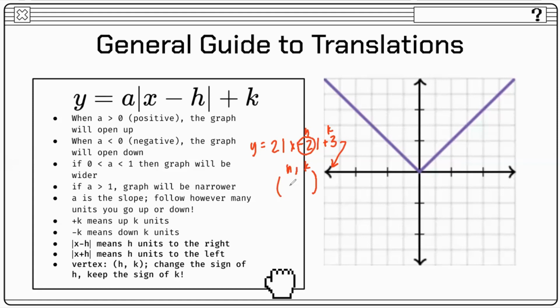Remember, you need to change the sign for h. So rather than -2, we're going to put +2 for h, but keep the sign for your k value. So that would still stay +3. The way I like to remember it is that k stands for keep. And so this is a general guide to translations in a lot of different graphs that you'll encounter later on in Algebra 1. So let's go ahead and look at our first example.